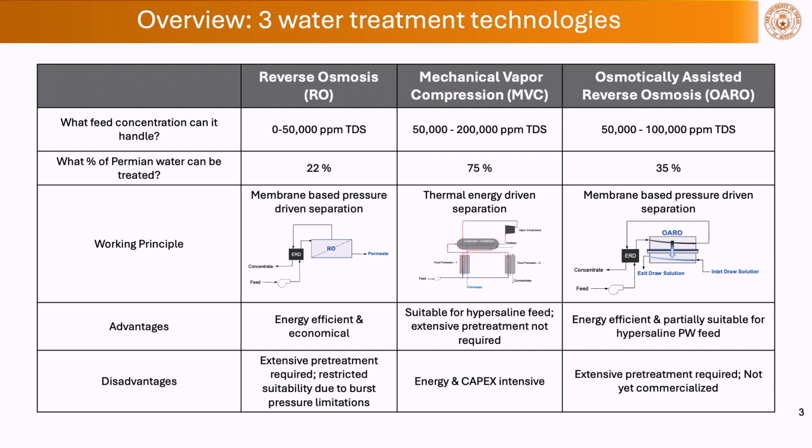Now, we are pursuing a new technique called osmotically assisted reverse osmosis, which has the best of both worlds, I should say, because it's suitable for 35%, and the TDS range that you're seeing is quite hypersaline, so it extends the salinity range of a conventional reverse osmosis. But since it's a membrane-based technique, the extensive pre-treatment and the commercialization aspects are still an issue. But given that it's both energy efficient and also suitable for hypersaline produced water, it forms a middle ground between both conventional techniques that are being used today.